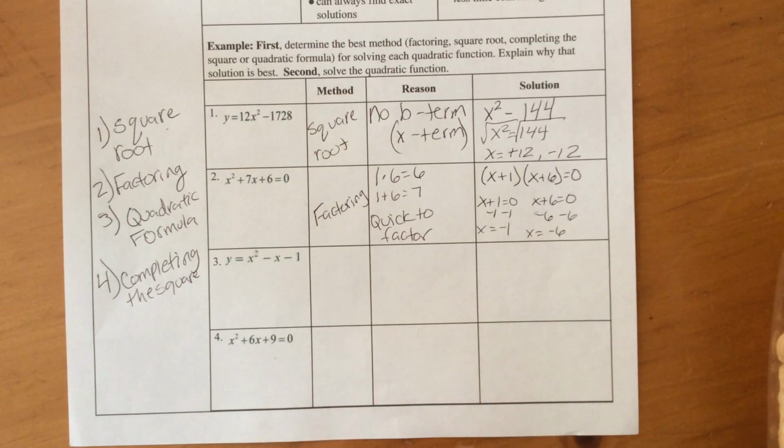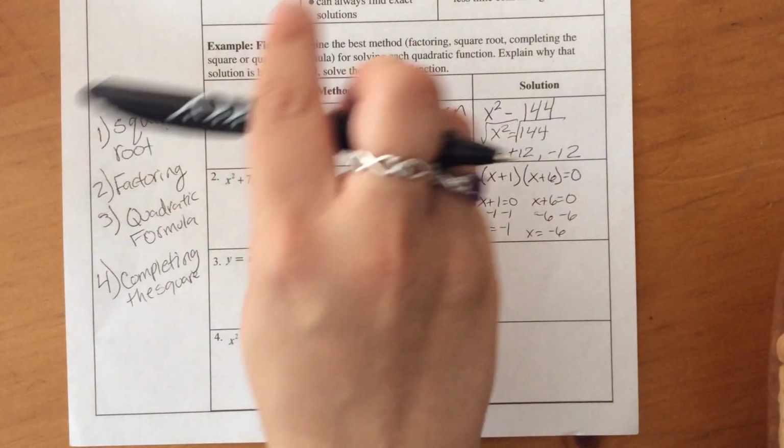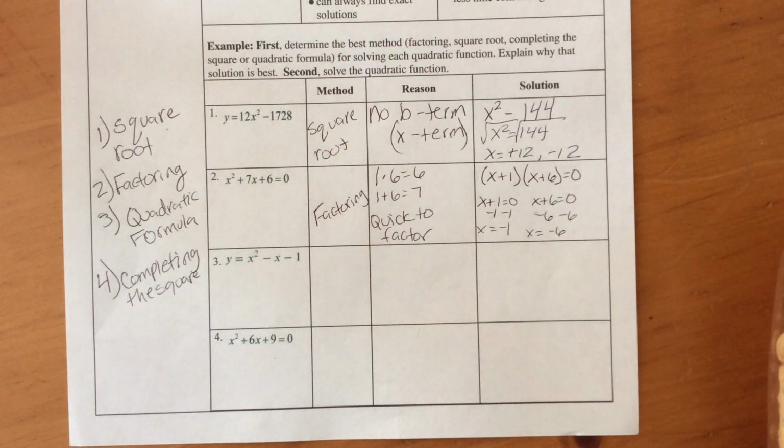Okay, go ahead and take a look at number 3 and 4 right now. Go ahead and pause, go through the 4 and see what you can do, and see which ones you think they are: the method, the reasoning, and solving. Then we'll do them together.